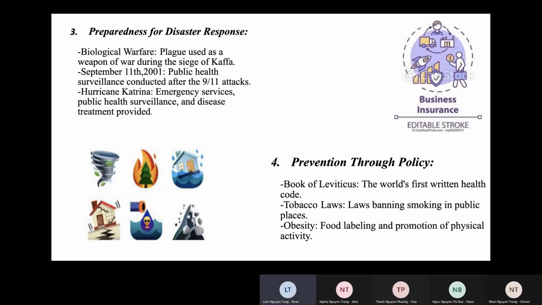So now, to summarize topic two, public health works to prevent epidemics and the spread of disease and injuries, to protect against environmental hazards, to promote healthy behavior, and to support disaster and outbreak response.